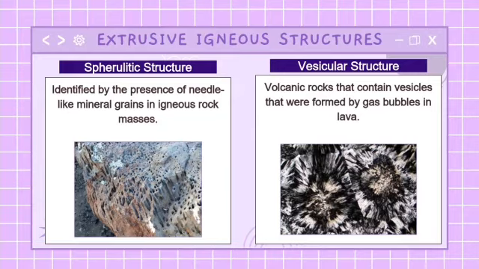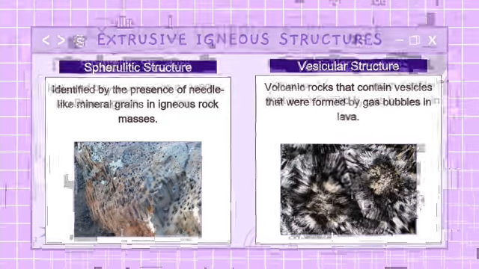The next one is vesicular structure. These structures are volcanic rocks that contain vesicles or holes that were formed by gas bubbles in the lava. So, here is the picture, but I don't have a real-life sample because I couldn't find one on the internet.